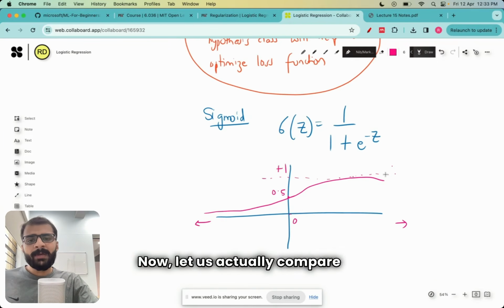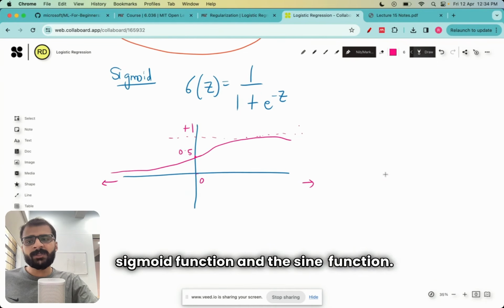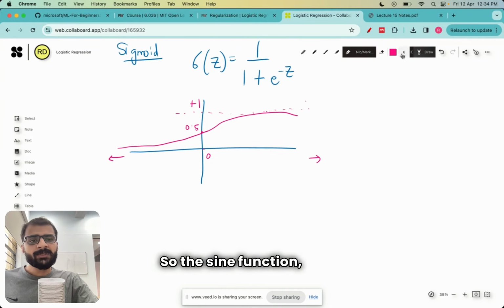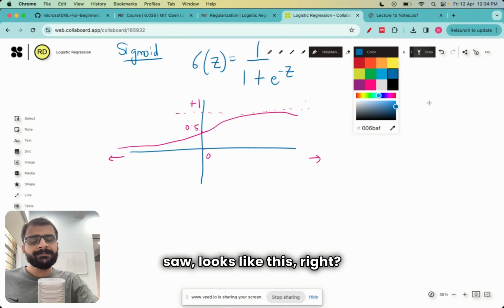Now let us actually compare the sigmoid function and the sign function. The sign function, as we saw, looks like this, right?